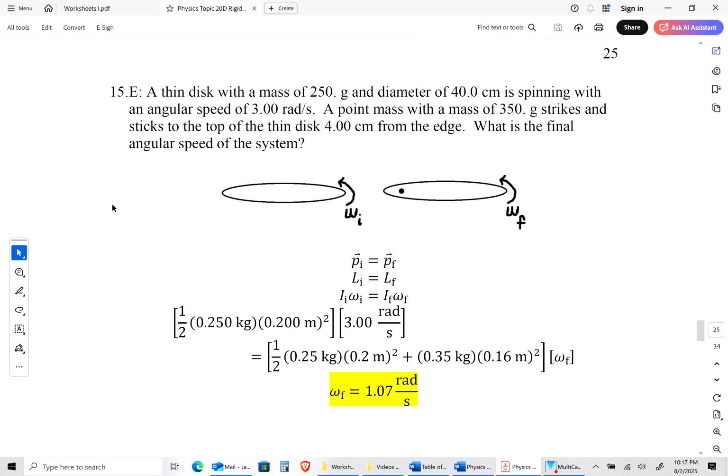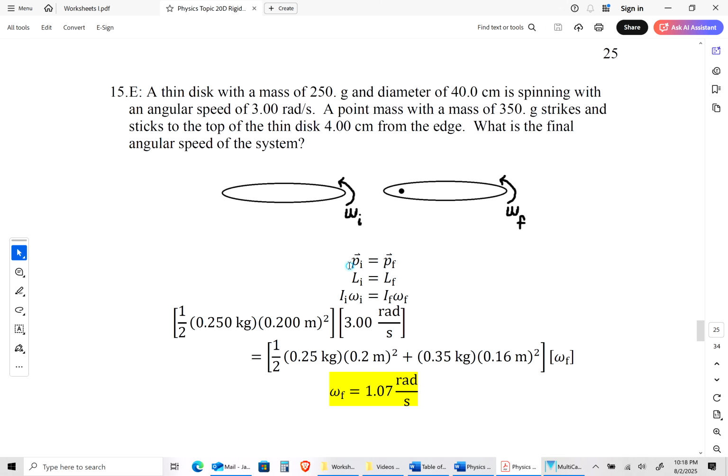Question 15, a thin disk with a mass of 250 grams and diameter of 40 centimeters is spinning with an angular speed of 3 radians per second. A point mass with a mass of 350 grams strikes and sticks to the top of the thin disk from the edge. What is the final angular speed of the system?